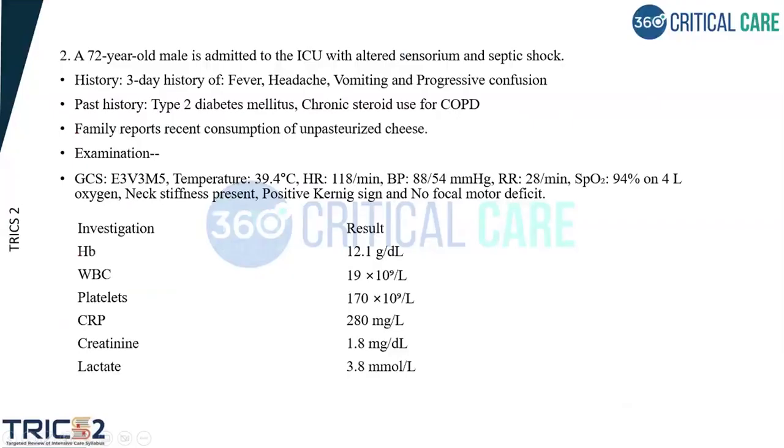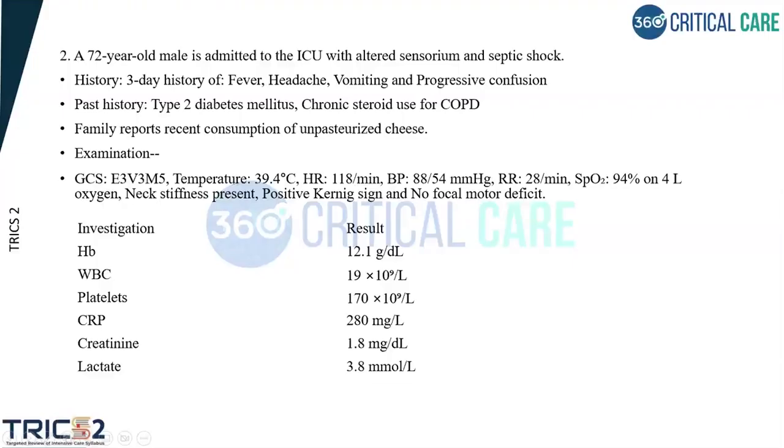Now coming to the second question. Here a 72-year-old male came with altered sensorium, septic shock. He had a 3-day history of fever, headache, vomiting, progressive confusion. Coming to his past history, he is immunocompromised. How? He has diabetes. He has chronic steroid use for COPD. And recently the family reported that he had consumed unpasteurized cheese.